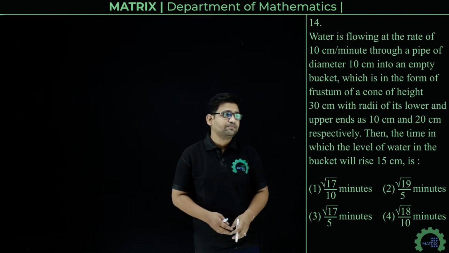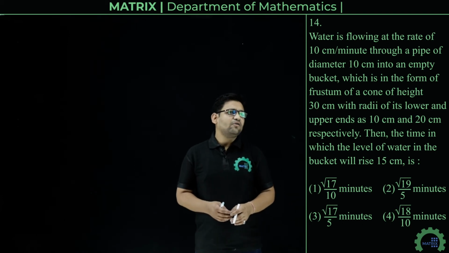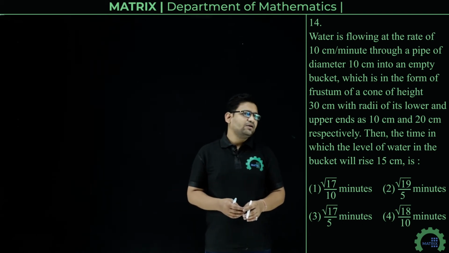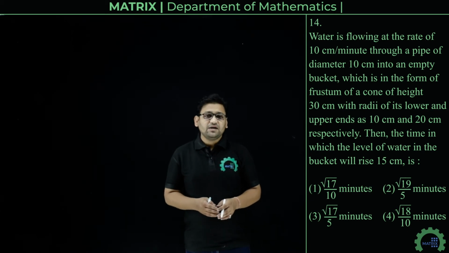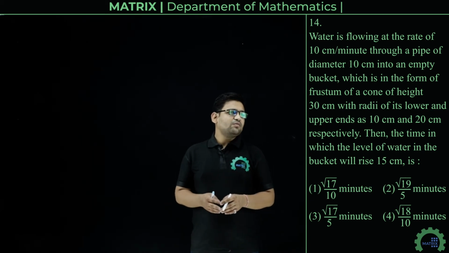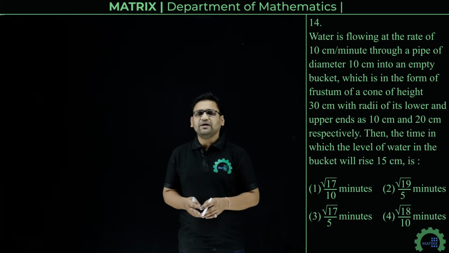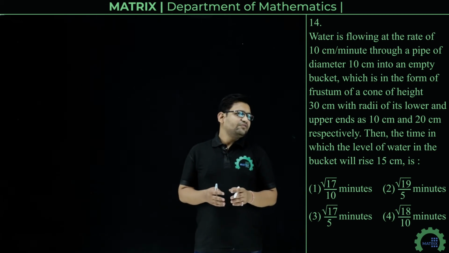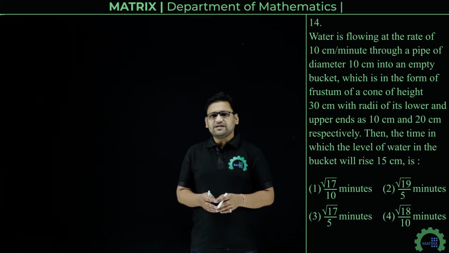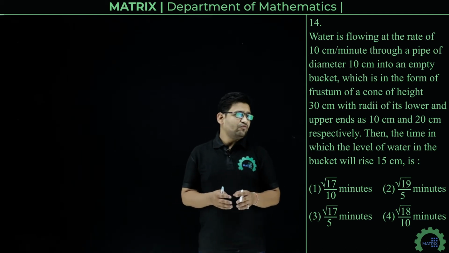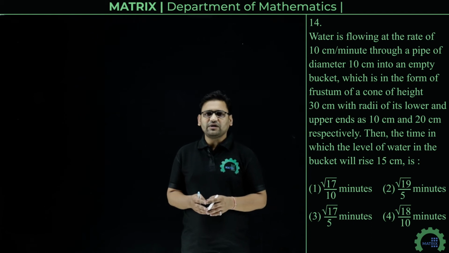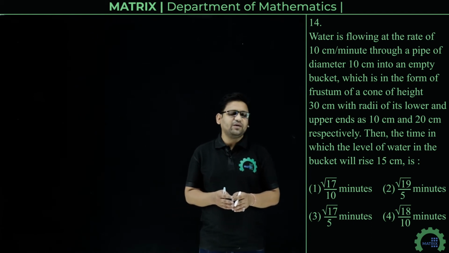Next question is, water is flowing at the rate of 10 centimeter per minute through a pipe of diameter 10 centimeter into an empty bucket, which is in the form of a frustum of a cone of height 30 centimeter with radii of its lower and upper end as 10 centimeter and 20 centimeter respectively. We need to find the time in which the level of the water in the bucket will rise 15 centimeter.